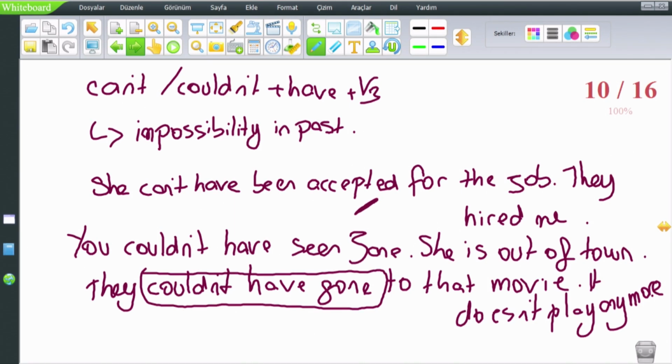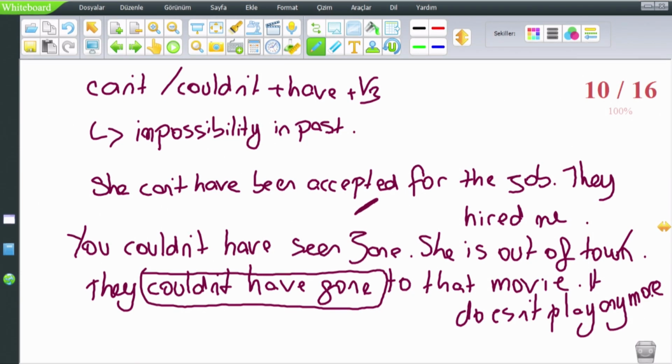Then we continue with can't, couldn't have verb 3. Impossibility in the past. For example, she can't have been accepted for the job. They hired me. I know with 100% certainty that she didn't get the job because they hired me. I got the job. You couldn't have seen Jane. She's out of town. Again, impossibility. They couldn't have gone to that movie. It doesn't play anymore.